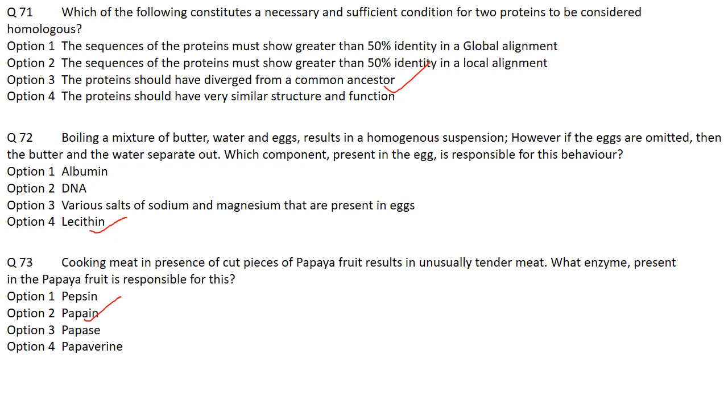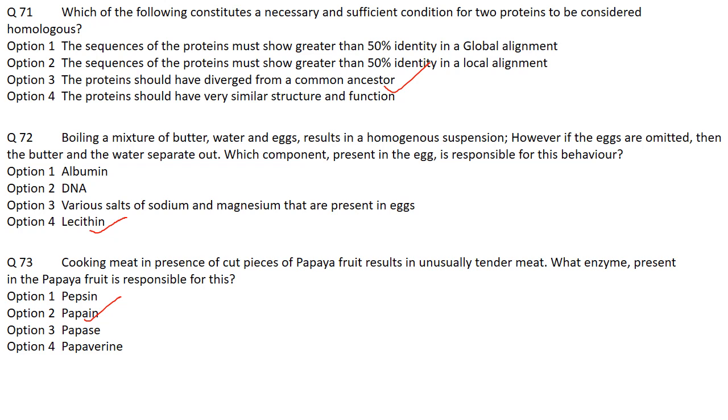Which of the following constitutes a necessary and sufficient condition for two proteins to be considered homologous? The proteins should have diverged from a common ancestor. That is how you consider the proteins to be homologous.